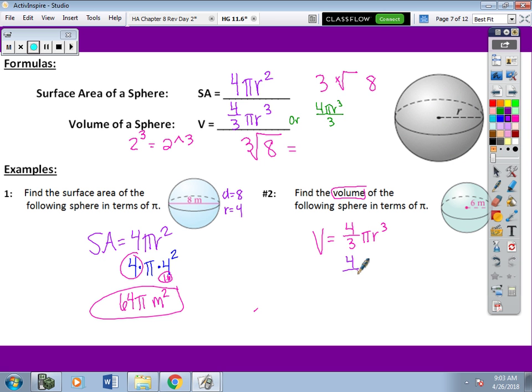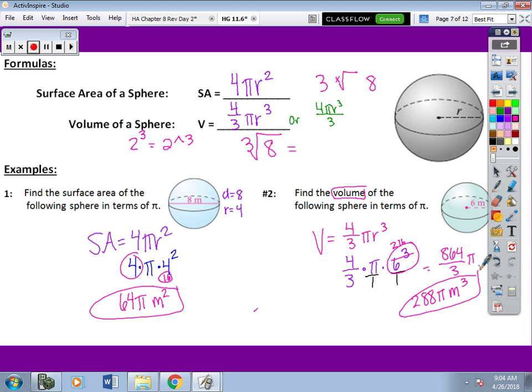If you prefer to have one big fraction bar with a 3 underneath, that's fine. So now we'll have 4 divided by 3 times pi times 6 cubed. Again, the pi is technically over a 1, and the 6 cubed is technically over a 1. So I would evaluate 6 to the third, which is 216. Then I would multiply 4 and 216 together to get 864. And then see if it divides in evenly, which it does, and we will get 288 pi meters cubed for volume.